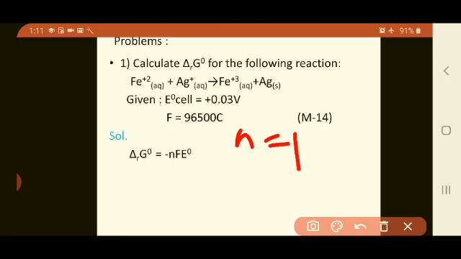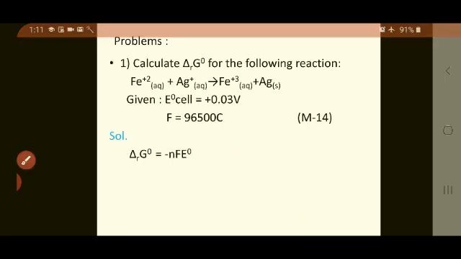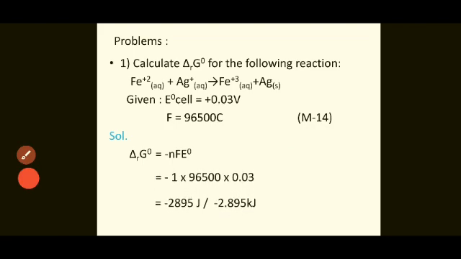Okay, let us see next. So n is equal to 1. The minus sign will remain as it is. 1 into 96,500 coulomb into 0.03, that is the E naught cell value. So the final answer comes as minus 2895 joule, or if you want to convert it into kilojoule, divide by 1000. So it will be minus 2.895 kilojoule.